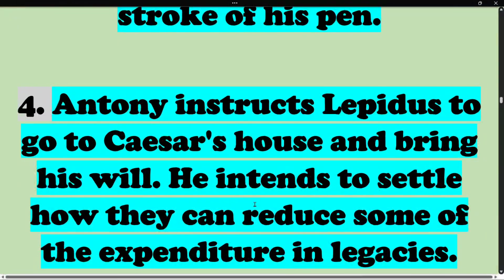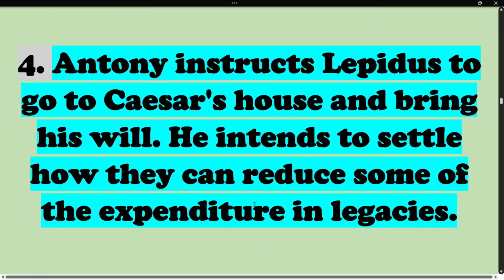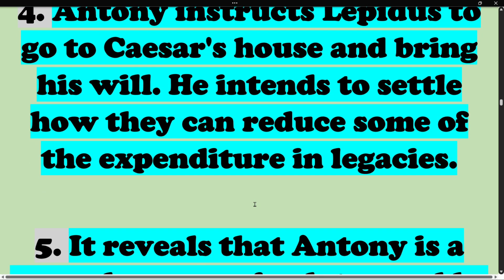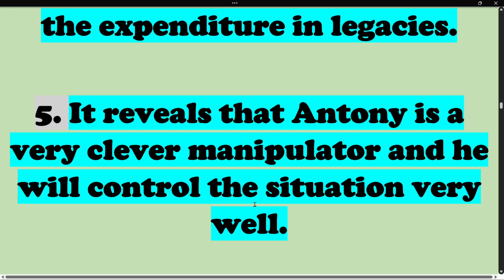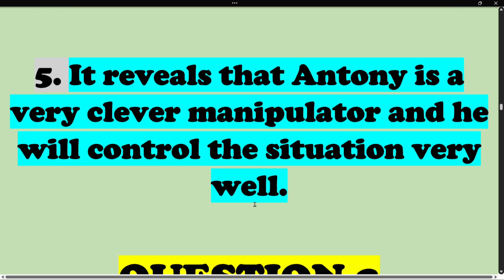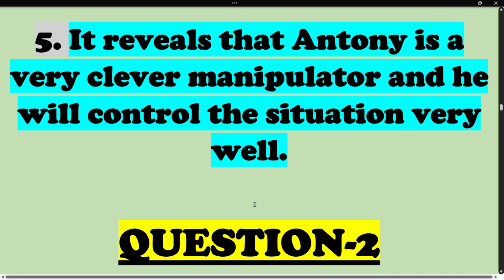Fourth one, Antony instructs Lepidus to go to Caesar's house and bring his will. He intends to settle how they can reduce some of the expenditure in legacies. Now fifth one, it reveals that Antony is a very clever manipulator and he will control the situation very well.